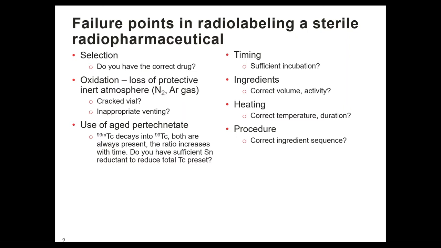You have to have sufficient tin in your drug vial and sufficient freshness of your pertechnetate to handle the activity you're using. You've got to have enough tin to reduce the entire amount of technetium present, both 99 and 99m.